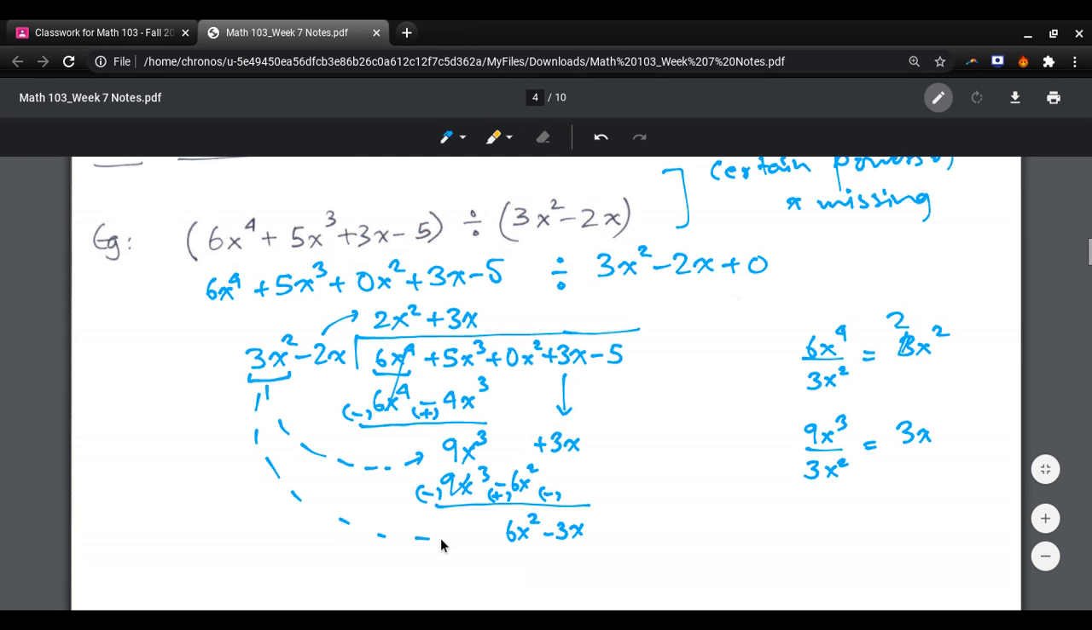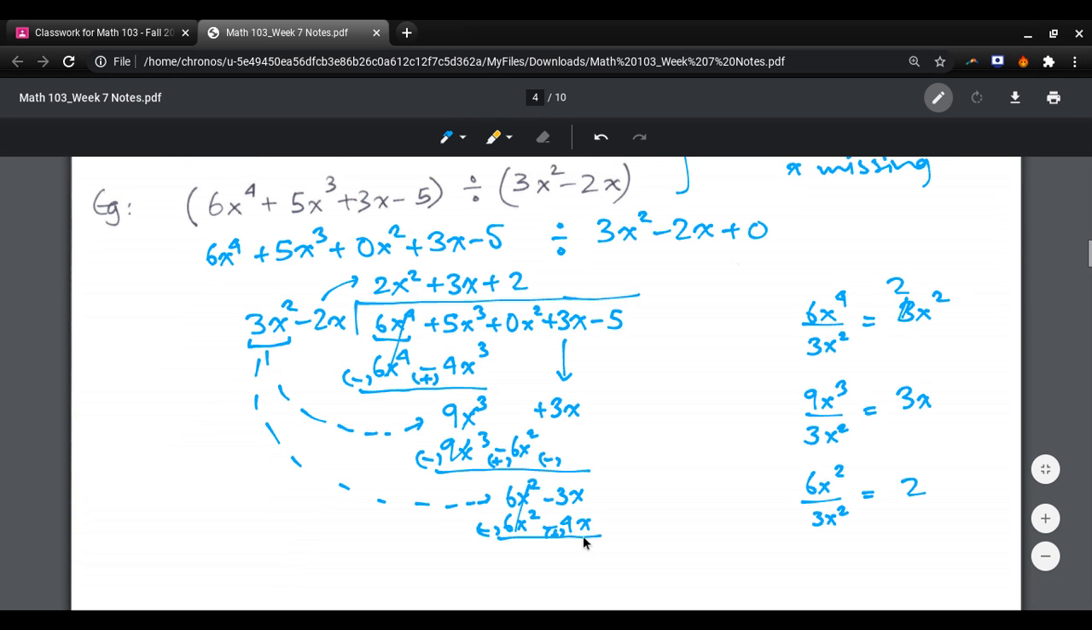Now, there's another level here. In this case, we are finding out how many times 3x squared goes into 6x squared, and that's just 2. So I get a plus 2, which gives me 6x squared minus 4x. When I subtract, this gets cancelled, and I have x minus 5, and we're going to stop here.